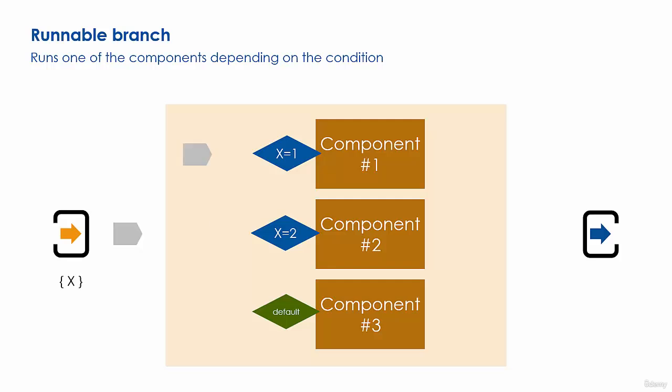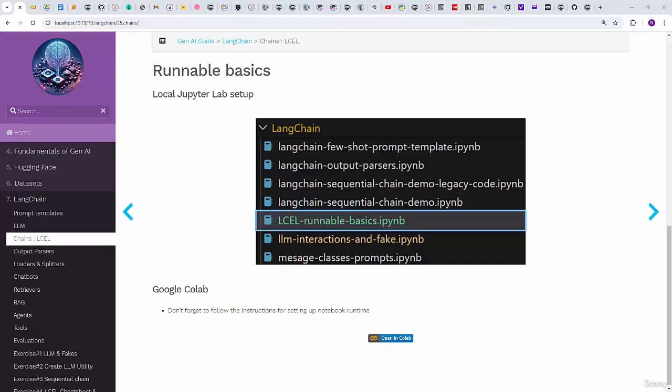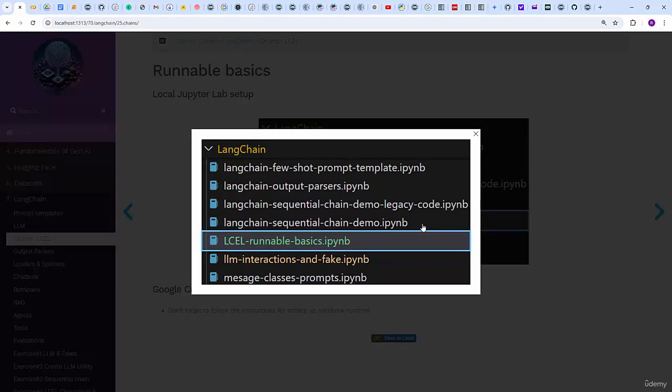The received input is passed to each of the components. The first component that matches the condition using the input variables is the one that gets selected for running. The output for that component will become the output from the chain. I'll leave the coding part for runnable branch as an exercise for you. Please go ahead, open this notebook either in local Jupyter environment or Google Colab and check out the sample code for runnable branch.